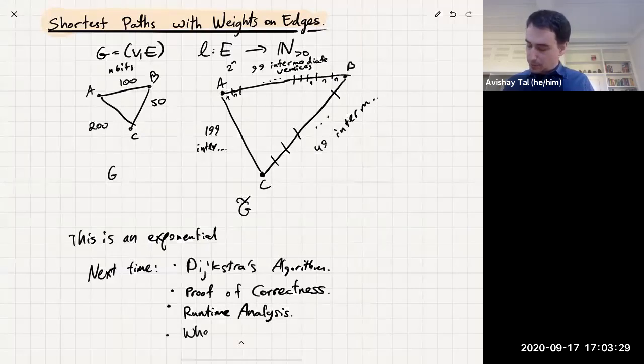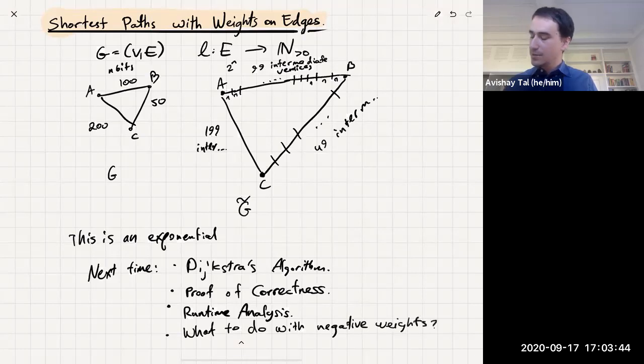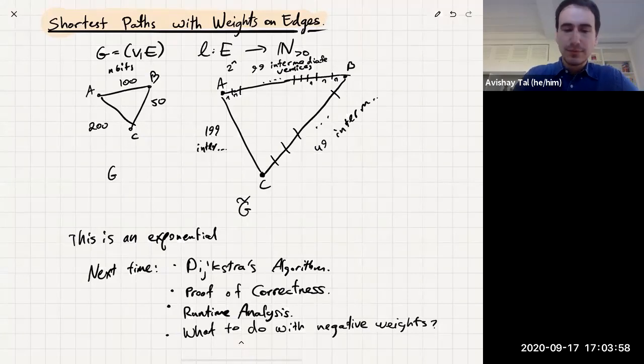And then we're going to discuss what to do with negative weights. Even if you think about it, this reduction worked because all the weights were integers and positive. It's not clear what would happen if between A and B the distance was -100. We need to figure out how to solve the problem in this case. Okay, so that will be next Tuesday.